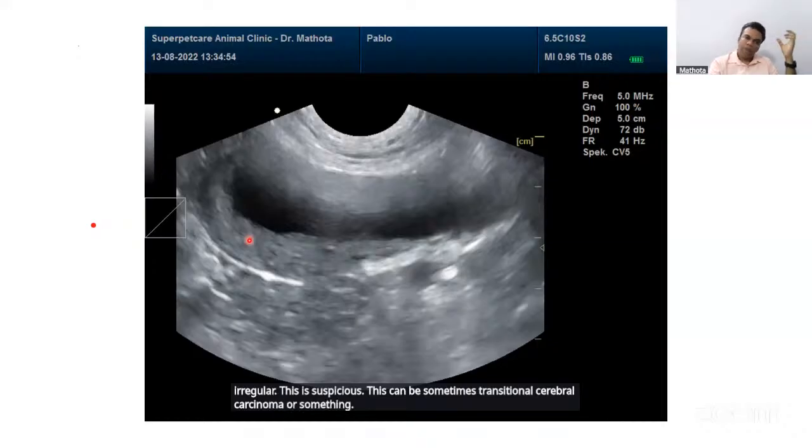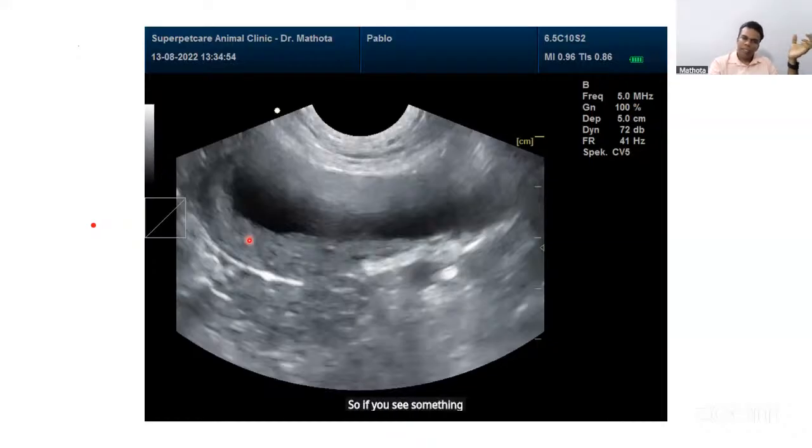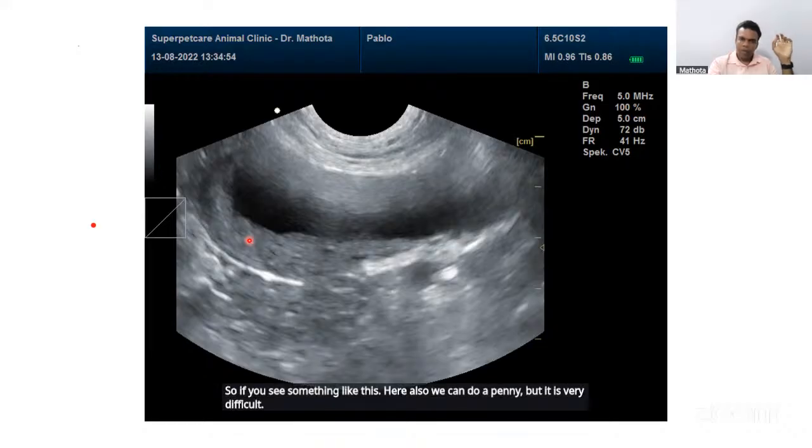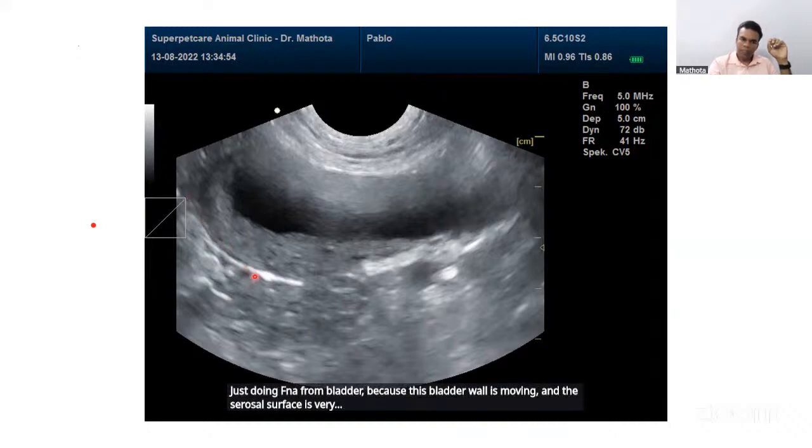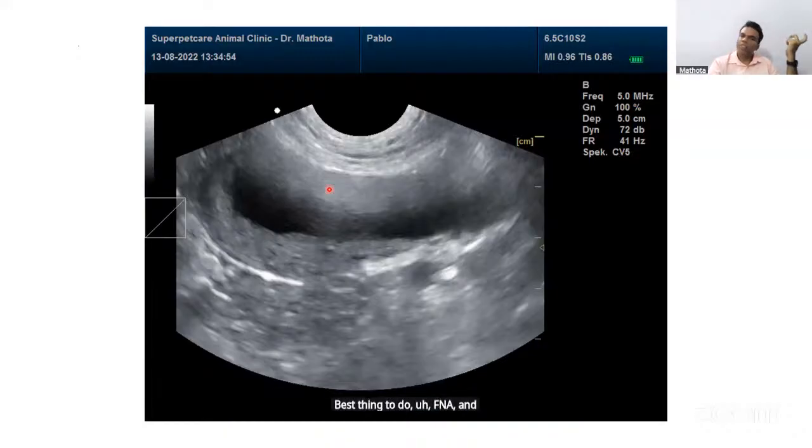So if you see something like this, here also we can do FNA, but it is very difficult, because the bladder wall is moving and the serosal surface is hard to penetrate. Inserting the needle into the bladder wall is difficult, but we can do it. The best thing to do is FNA, get a sample and send it for cytology and get the diagnosis.